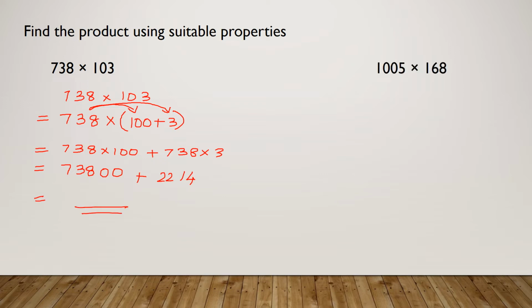Now in a similar way, we have 1005 into 168. In the first case, I split 103, the second number. In this case, for me to get 1000, it is easier to split 1005. So I'll split it as 1000 plus 5, into 168. That is equal to 1000 into 168 plus 5 into 168. So you can continue and find that.